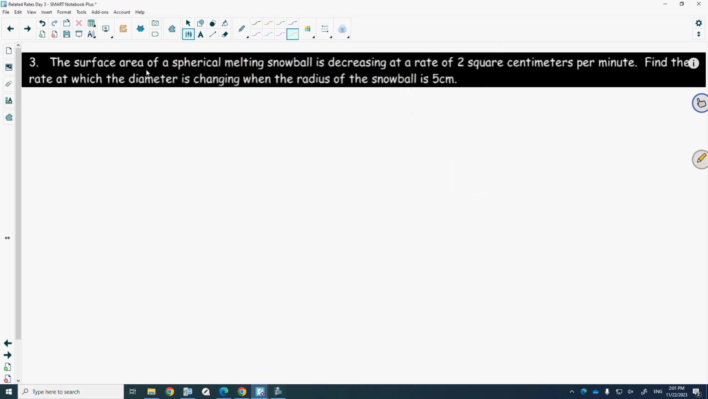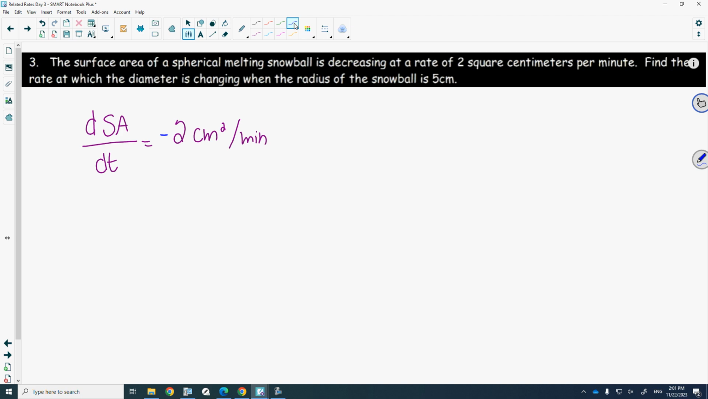So the surface area is decreasing at this rate. So that would be the rate at which the surface area of the snowball is decreasing with respect to time is 2 square centimeters per minute. And because it's decreasing, this rate would be what? Negative.